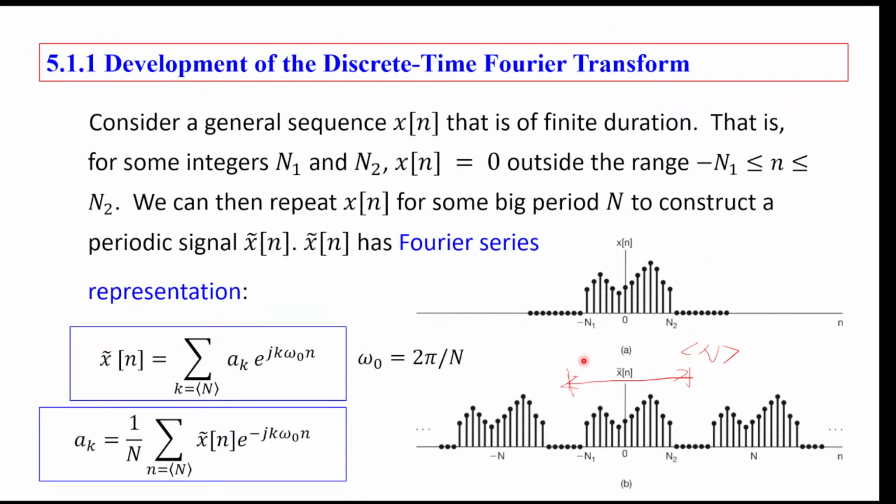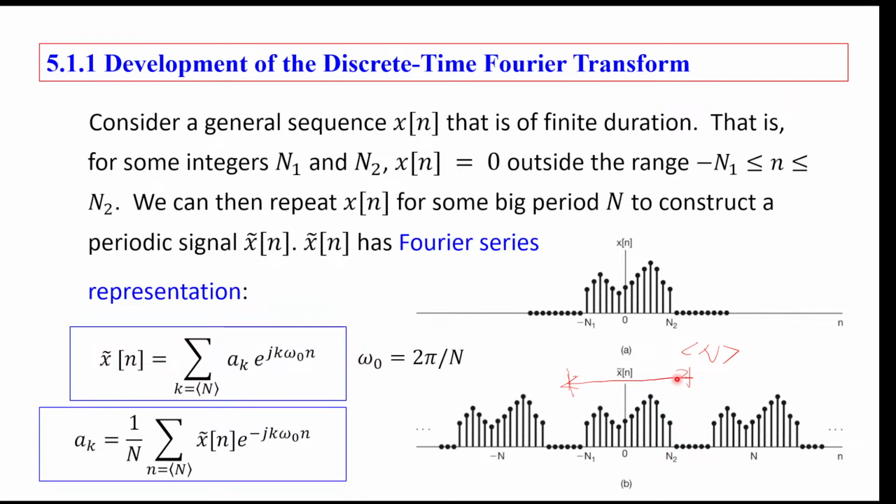So what happens is we keep copy pasting this signal to get a periodic signal. We choose some period big enough to contain this -N1 to N2, and we just keep repeating this signal. So we get some x tilde of n, that's just repeating this x of n for every big N. Okay, so it looks like this.